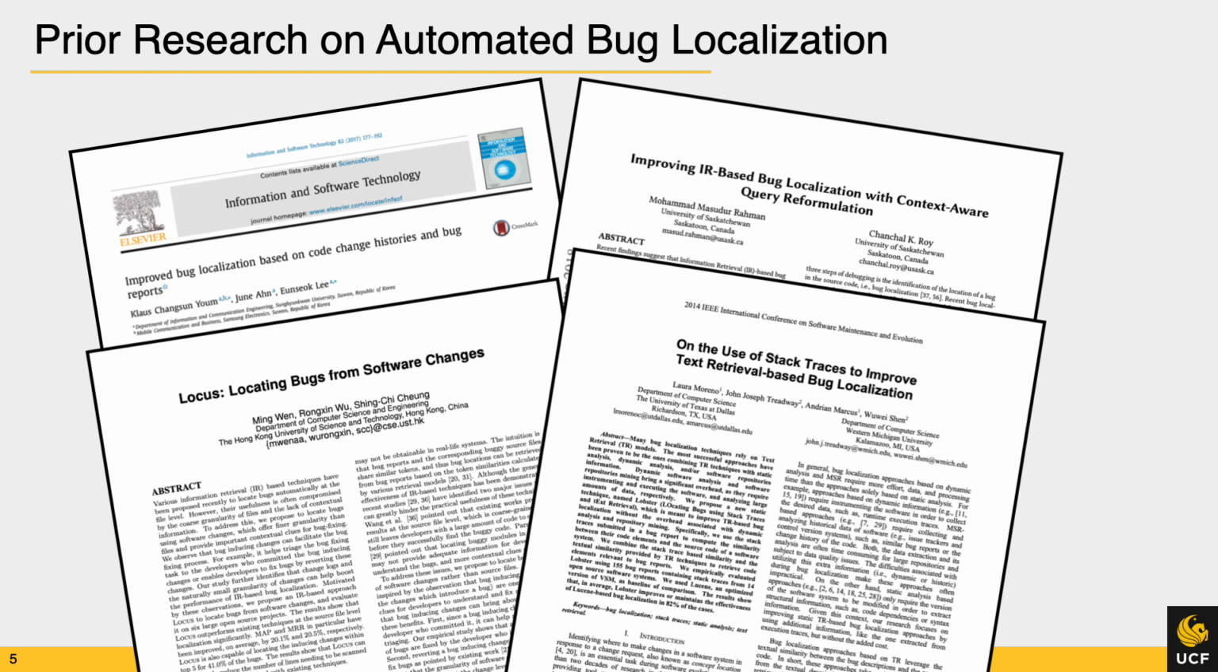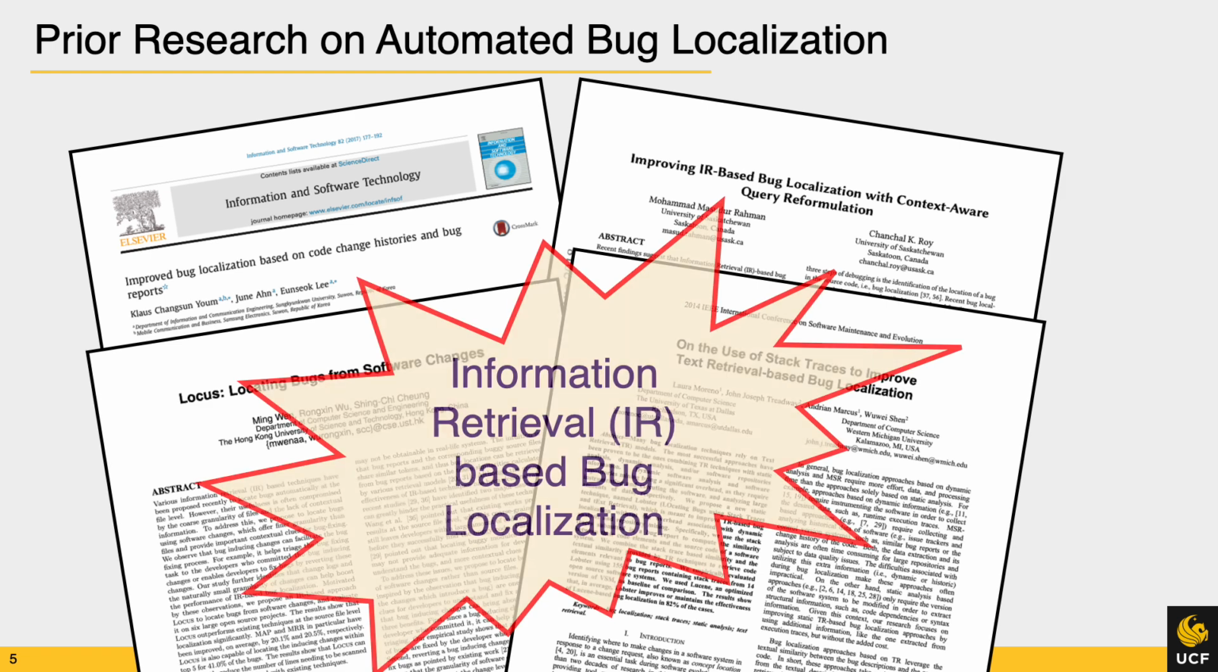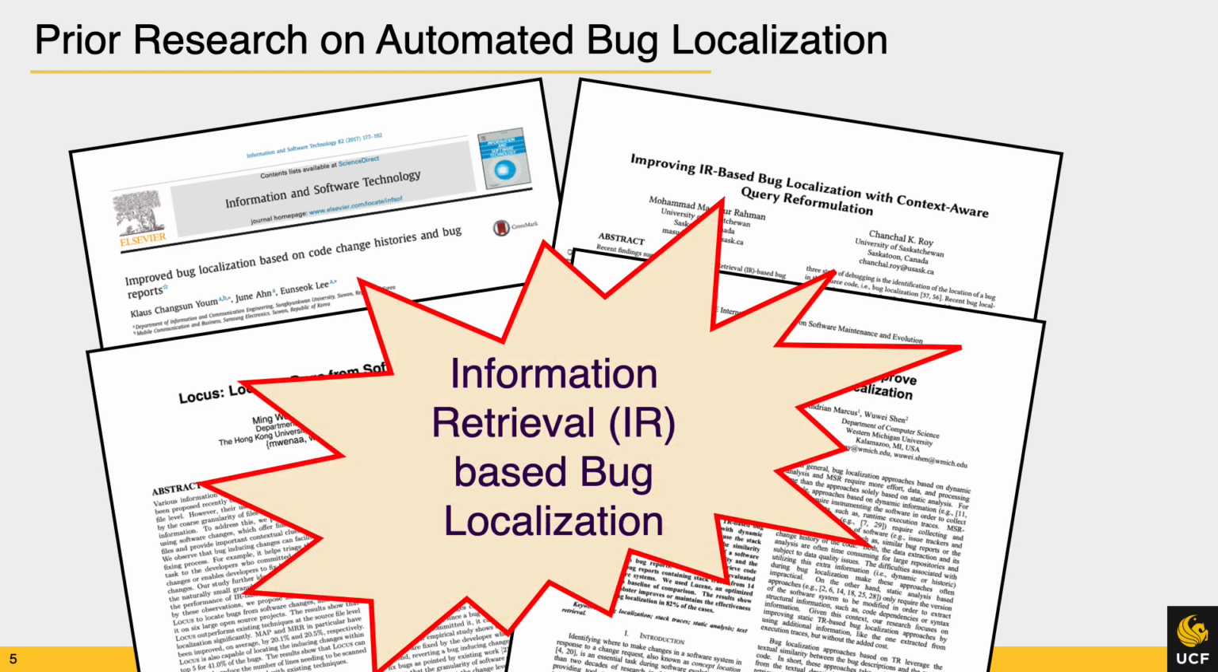To solve that hard problem, prior work introduced several techniques. These techniques utilize different information resources such as execution information from stack traces, code dependencies via source code analysis, or historical information extracted via source code analysis. The commonality of all those techniques is that all the prior work defined this problem as an information retrieval based bug localization technique.